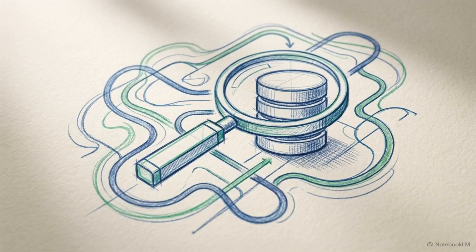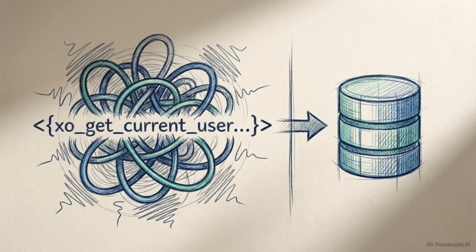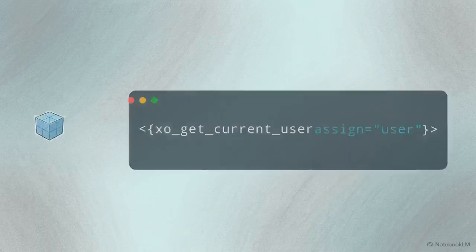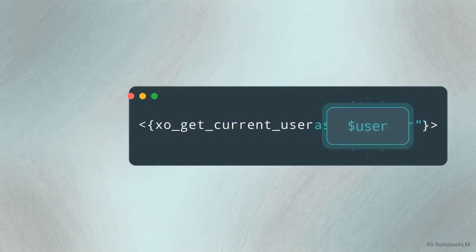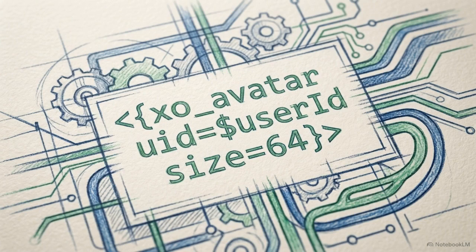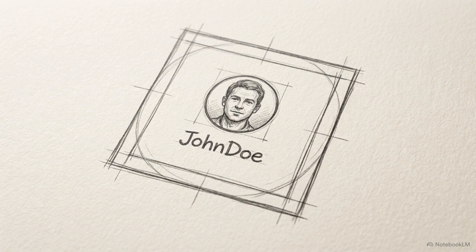Step 2 is fetching data. We use function plugins, which act like custom tags, to pull live XOOPS user data straight into our template. A key design rule is using the assign attribute. Instead of blindly printing data, assign captures that data and stores it safely inside a template variable for later use. We use that assigned user ID to call the XOAvatar function with a size of 64. Immediately, a perfectly sized 64 by 64 pixel user avatar and the corresponding username appear on the page.